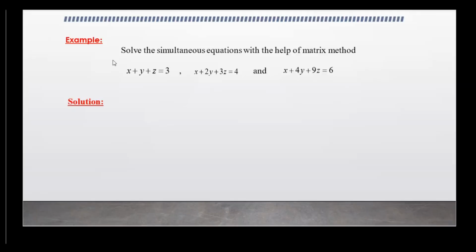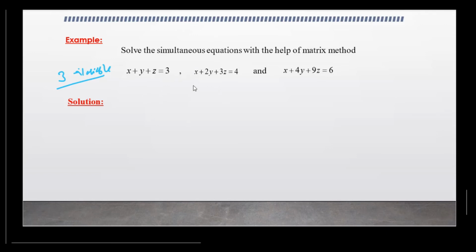Here is an example which can be solved by using the matrix method. The example is: solve the simultaneous equations with the help of the matrix method, and the equations are x plus y plus z equal to 3, x plus 2y plus 3z equal to 4, and x plus 4y plus 9z equal to 6. So here there are 3 equations in 3 variables. We have to obtain the solution for x, y, z if the system is consistent, and if it is not consistent, then there is no need to obtain the solution.